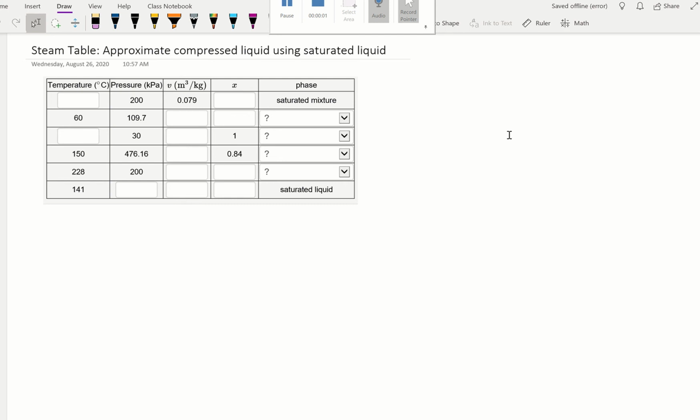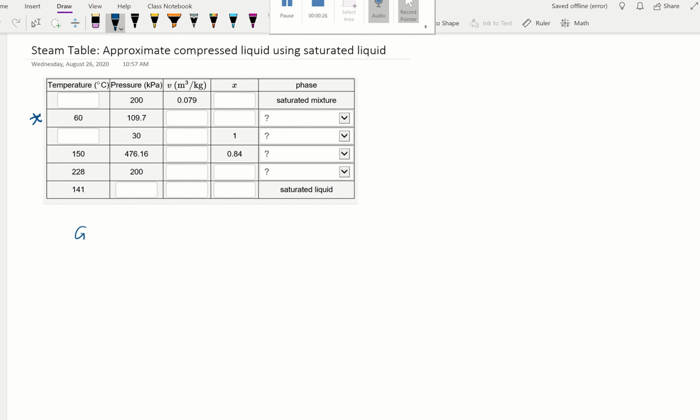Hi, in this video we're gonna continue to explore the temperature tables, and through this video I wanna talk about approximating compressed liquid using saturated liquid. So this is a new topic, and in order to do that we're just gonna focus on this particular problem. This is from WebWork.